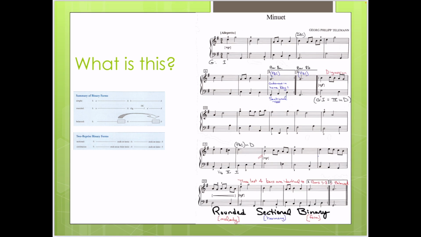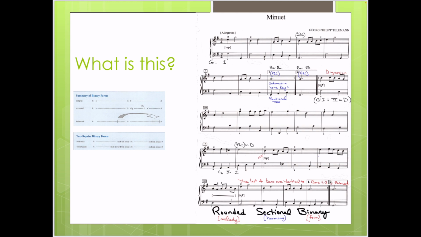All right, let's take a look at this one together. We're in G major on the 1 chord. That was a nice IAC in the middle. Here's a PAC repeated. So the cadence in bars 8A, first ending, and 8B, the second ending, both on PACs. Therefore, this is a sectional binary by the harmony.